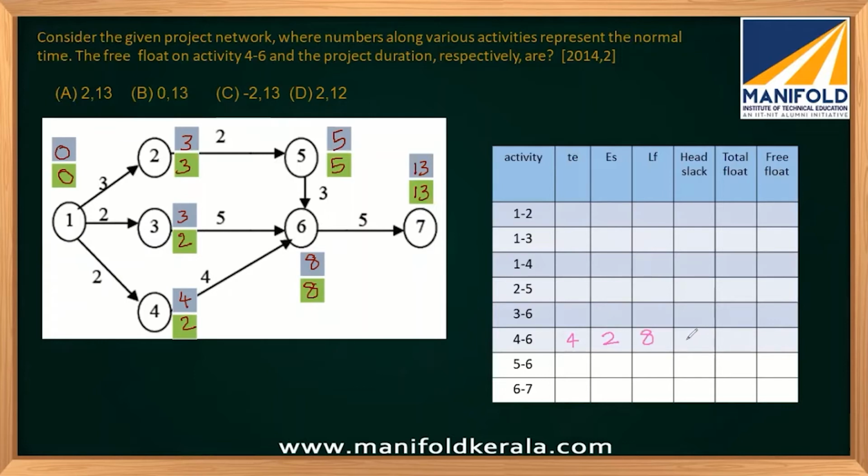Now head slack means for the finishing event, what is the difference between these two? So 8 minus 8 will be 0. Free float is nothing but LF minus ES minus total duration, which is 8 minus 2 minus 4, which will be, I think it's 6. No, 2. 8 minus 6 will be 2. And free float will be total float minus head event slack, that will be 2.